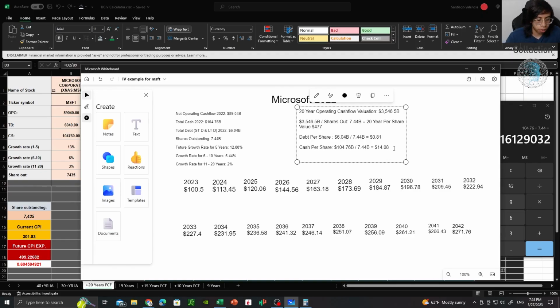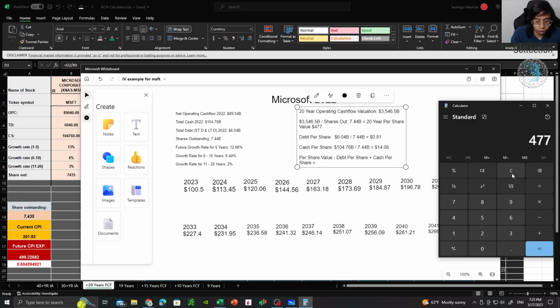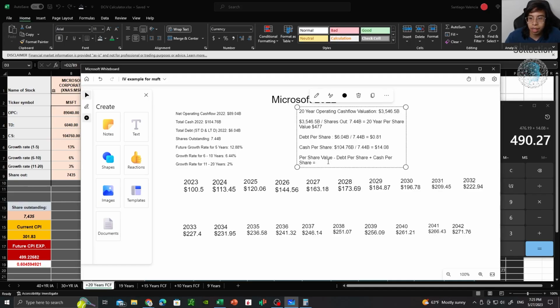The reason why this is all important is because, look, I'll call this the 20-year per share value. Now, what we're going to do is grab the per share value minus the debt per share, right? Because it's the cost added by the cash, because that's a good thing. We have the cash. You know that the intrinsic value is going to be higher because we have $14 to add to this. Cash per share equals about, we can do the math here, 477 minus 0.81 added by 14.08. There you go. This is now the final intrinsic value.